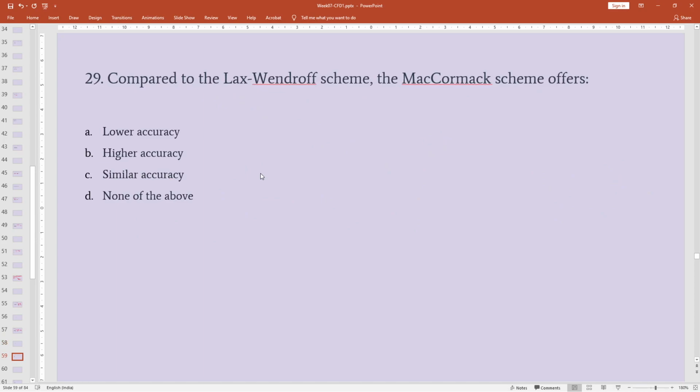Next question. Compared to the Lax-Wendroff scheme, the McCormack scheme offers which among the following? Option A, lower accuracy. Option B, higher accuracy. Option C, similar accuracy. Option D, none of the above. Actually, we can easily answer, because in the previous questions we have discussed that McCormack scheme is an improved version of the Lax-Wendroff scheme. So when something is an improved version of something, here in CFD it will obviously have higher accuracy, or at least some damping effects. So that is more stable.